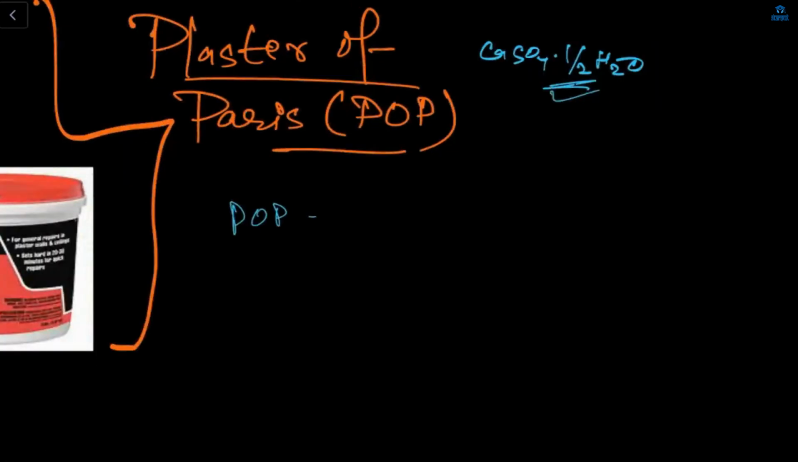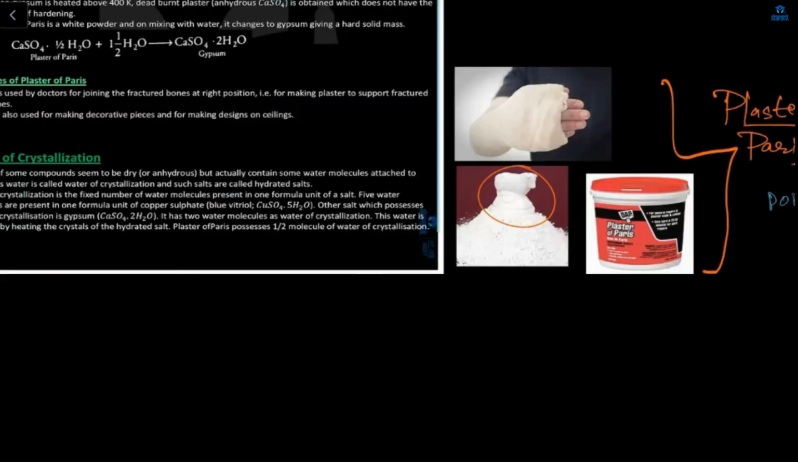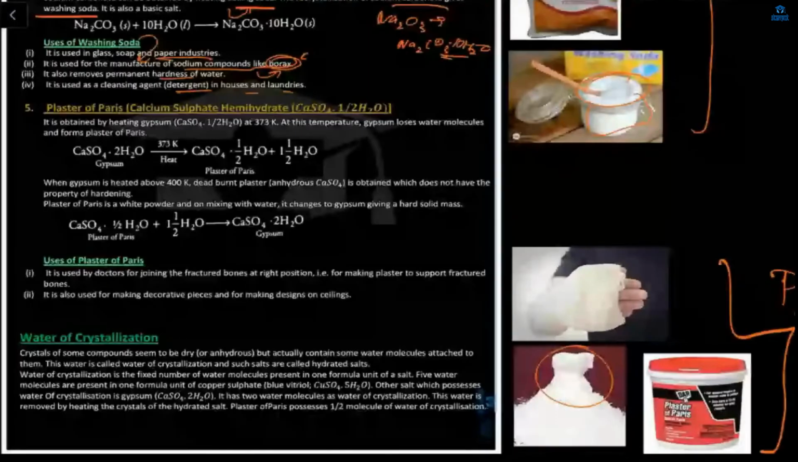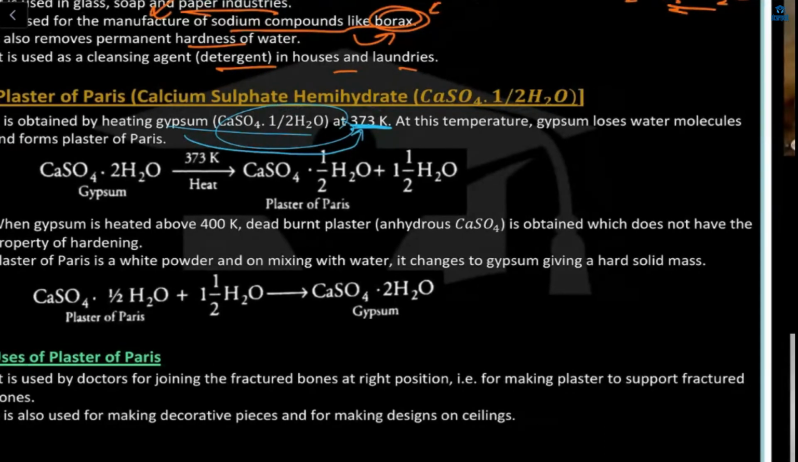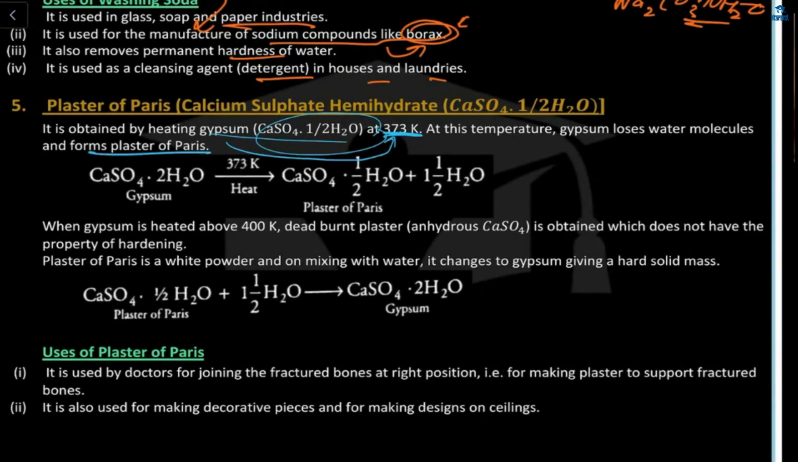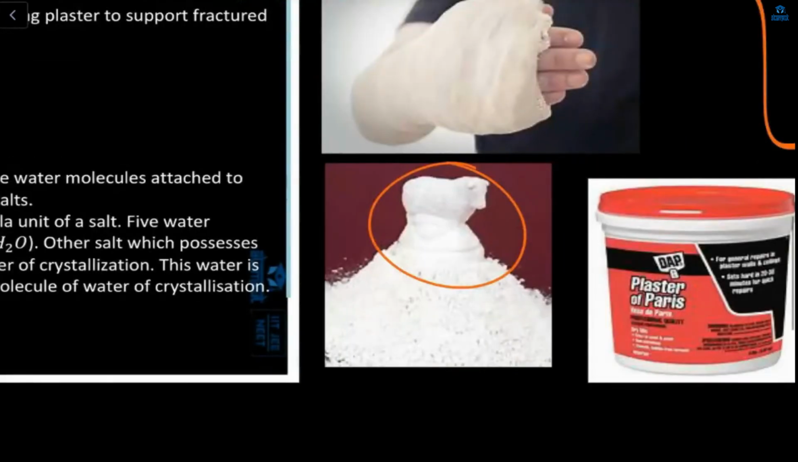Plaster of Paris is prepared by heating gypsum at 373 Kelvin, here it's written. It is obtained by heating gypsum. This is the formula of the plaster of Paris. If we heat this gypsum at this temperature, 373 Kelvin, gypsum loses water molecules and forms plaster of Paris. If we heat gypsum, the gypsum will lose the water molecules and form the plaster of Paris.